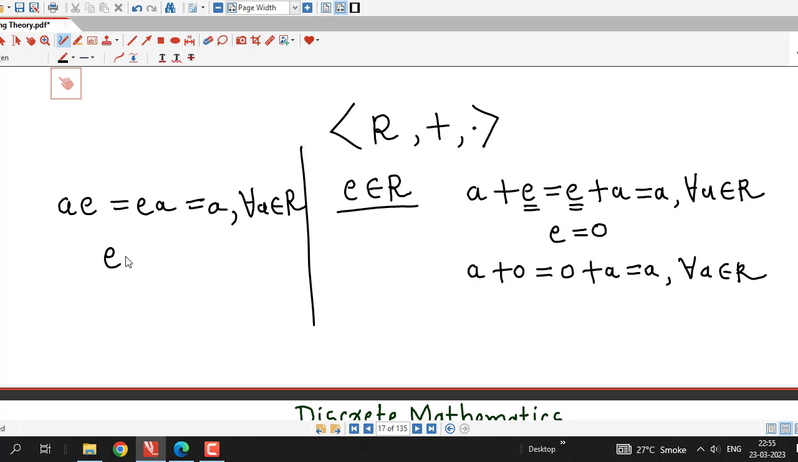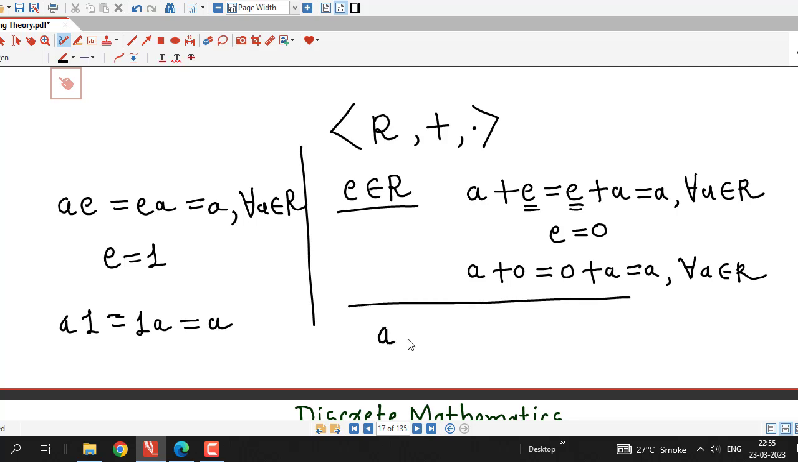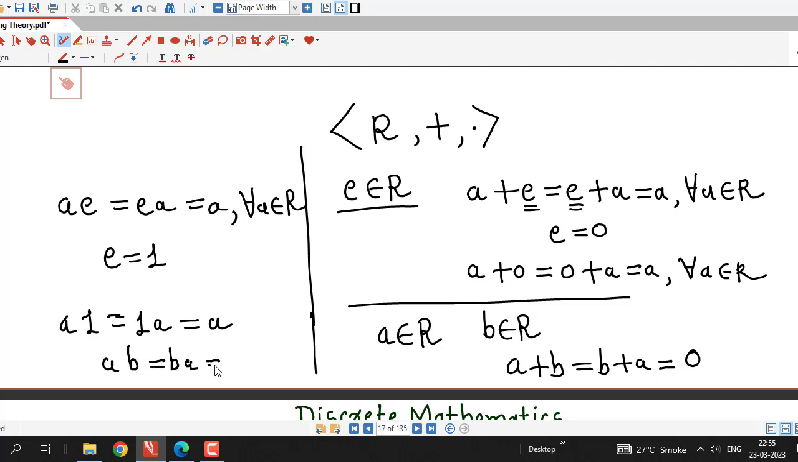And multiplicative identity in the ring theory is denoted by 1, that is A into 1 equal to 1 into A equal to A. And for additive inverse, suppose we are interested in the additive inverse of some element A in R, then B is called additive inverse of A if A plus B equal to B plus A equal to 0 of the ring. And same thing for multiplicative inverse, A into B equal to B into A equal to multiplicative identity denoted by 1.